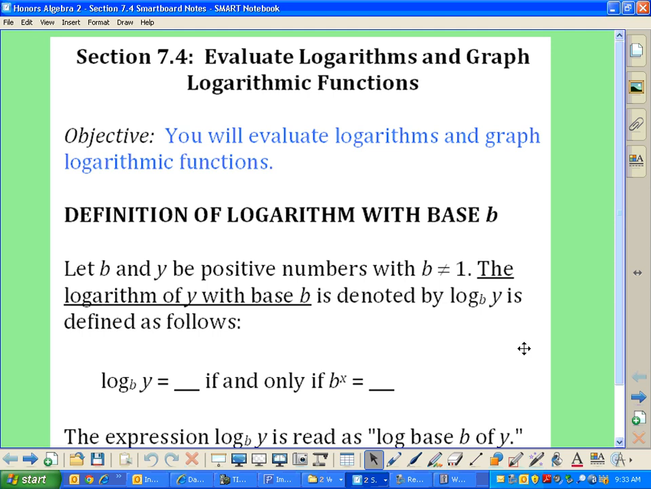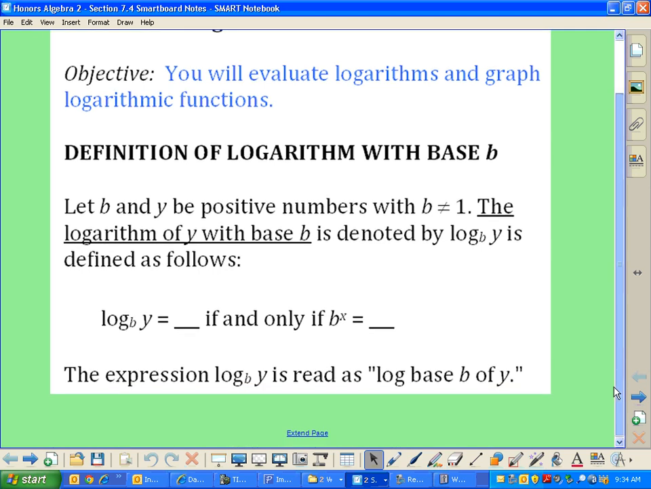The logarithm of y with base b is denoted by log base b of y. And here's where its definition comes from. So we say that log base b of y equals x if and only if b raised to the x power equals y.